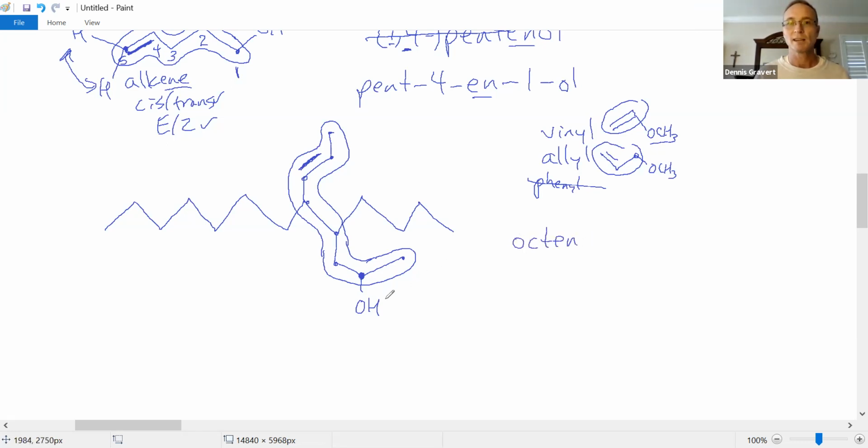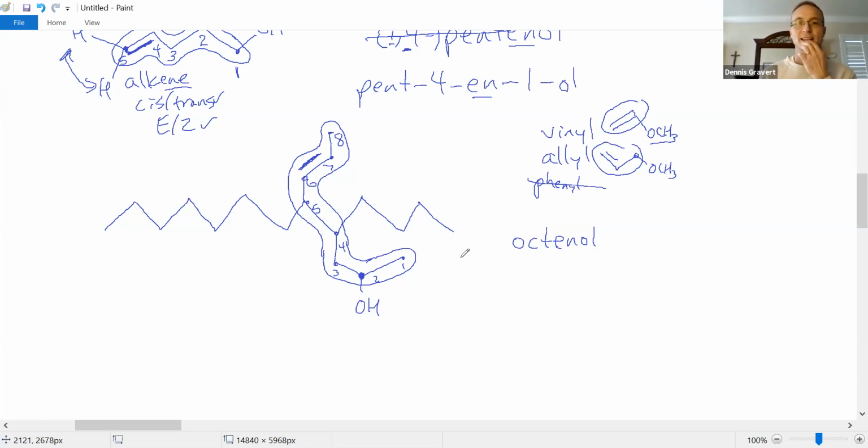And then think about the E, and I say, nope, we're going to add the ol suffix. So the parent name is octenol. Step 3 is to number it. Well, don't start numbering from this end because the most important functional group is the alcohol. So you have to number from this side. 1, 2, 3, 4, 5, 6, 7, 8.